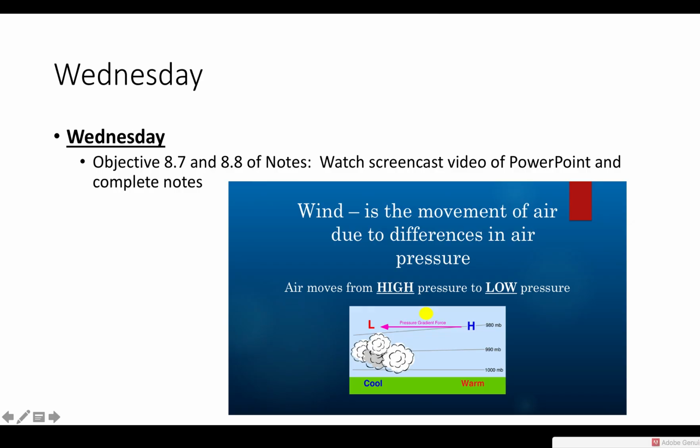Wednesday, you guys are going to do a little bit of notes. I will make a screencast video and post that hopefully later today in case you want to get a jump start. Talking about winds, the major idea is that wind moves from high pressure to low pressure. High pressure is when we have higher values, in the thousands. Low pressure tends to be 900 millibars, or in the 900s. High pressure tends to be in the thousands of millibars.